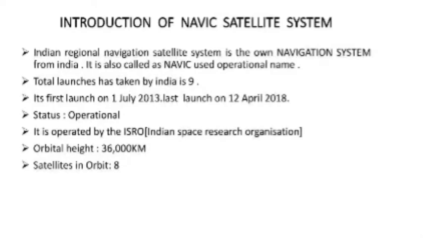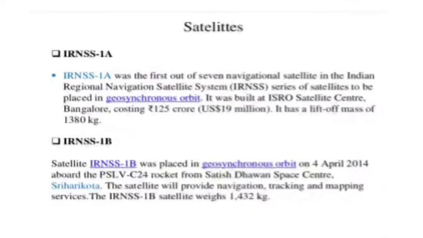The total orbital height is 36,000 kilometers, and the number of satellites in orbit is 8. Coming to the satellites, there was a launch of 7 satellites. The first of the 7 navigation satellites in the Regional Navigation Satellite System series was placed in a geosynchronous orbit. It was built at the ISRO Satellite Center, Bangalore, at a cost of 125 crores, about 19 million US dollars, with a lift-off mass of 1,380 kgs.